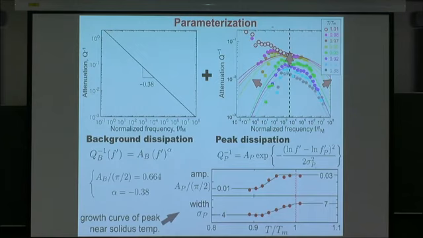The grain size dependence was observed in the previous data set, but was not in this data set. The grain size was from 4 to 20 in the previous data set, but from 20 to 50 in this data set. So we considered that the grain size effect on these parameters was saturated and neglected it for simplicity. So we use these curves as the universal growth curve of peak dissipation near the solidus temperature.